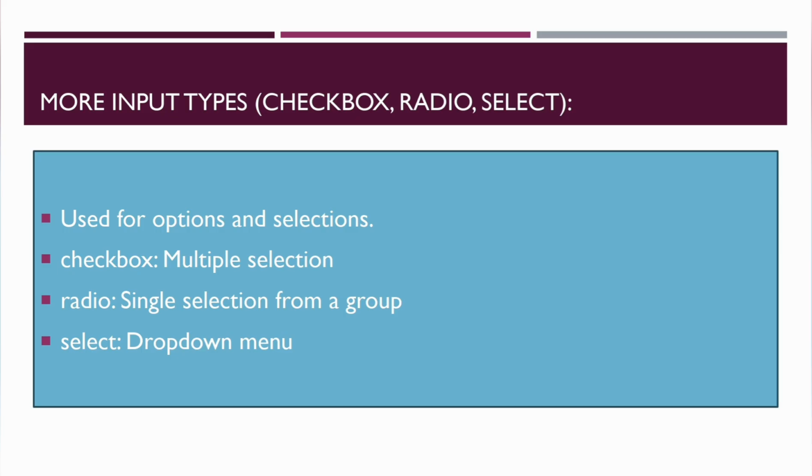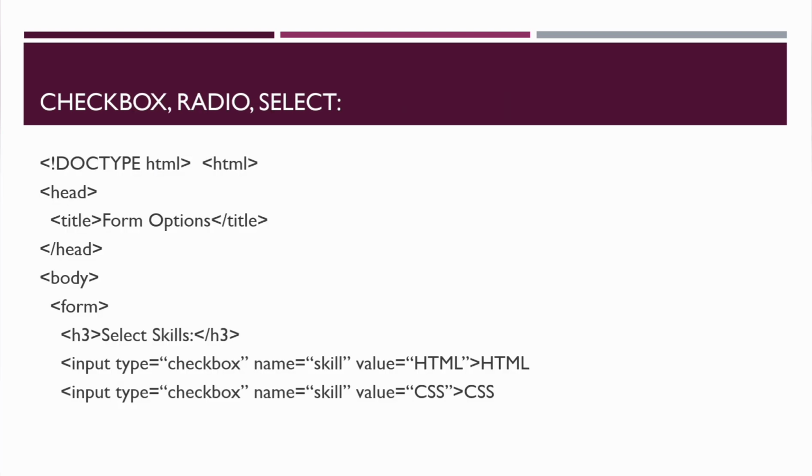More input types, like taking input in different types, like checkboxes, radio, select. Let's see, they are used for options and selections. Checkboxes, multiple selections. Radio, single selection for a group. Select, drop down menu. Let's see the code, how we are going to use all this. Checkbox, radio, select.